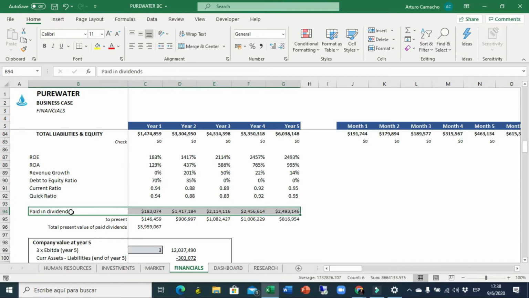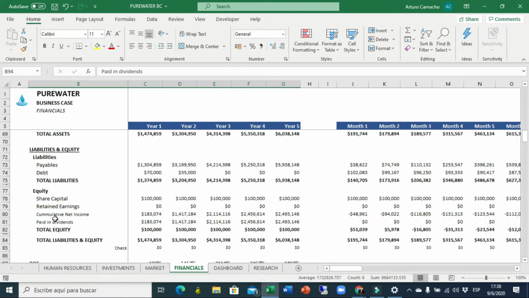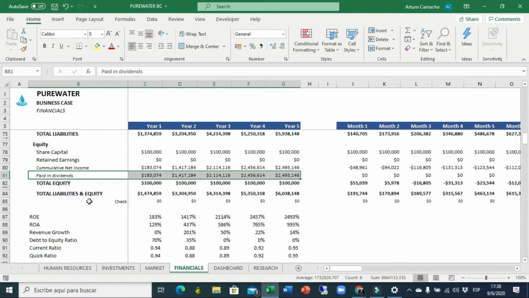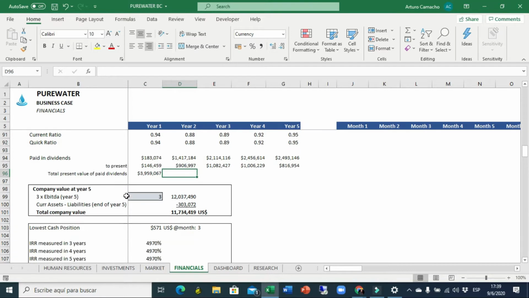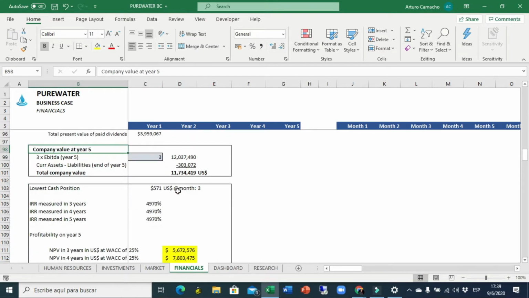The paid-in dividends, I just took it from the balance sheet right here, but I did something interesting, which was to bring it to present value, because I would like to measure how much dividends I got paid throughout the 5 years, which is this number over here, and compare that with the initial investments that the stockholders paid at the beginning of the project, right? Like a profitability index. Also, I calculated one of the particular methods, the company value at year 5.